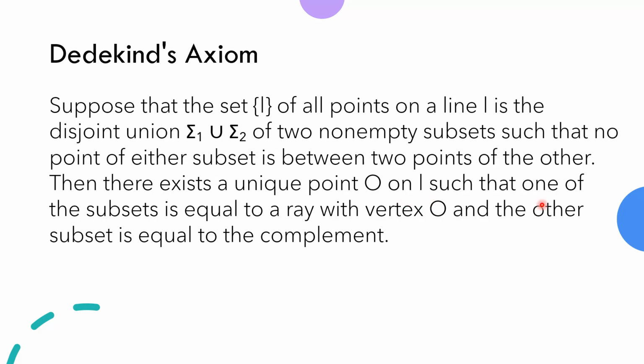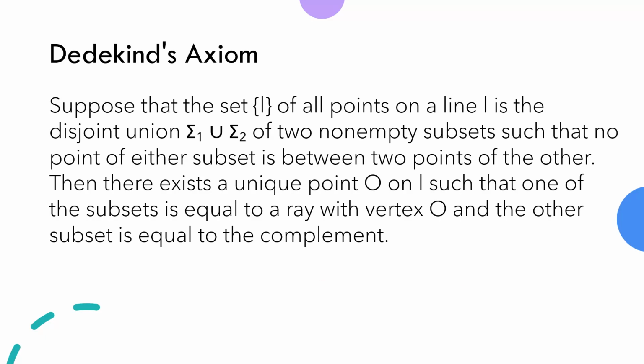Okay. And then you have here such that one of the subsets is equal to the ray with vertex O and the other subset is equal to the complement. So one subset forms a ray starting at O. So there is a complement structure. The other subset is everything else on the line. So again, there is a complete characterization. This describes all possible cuts of the line.